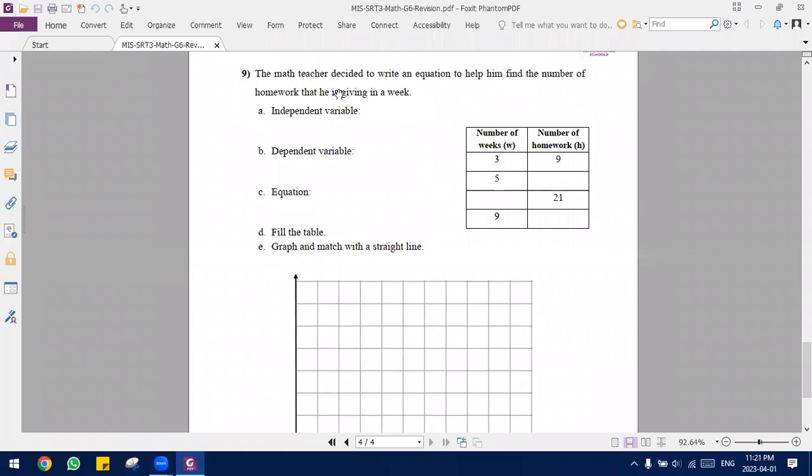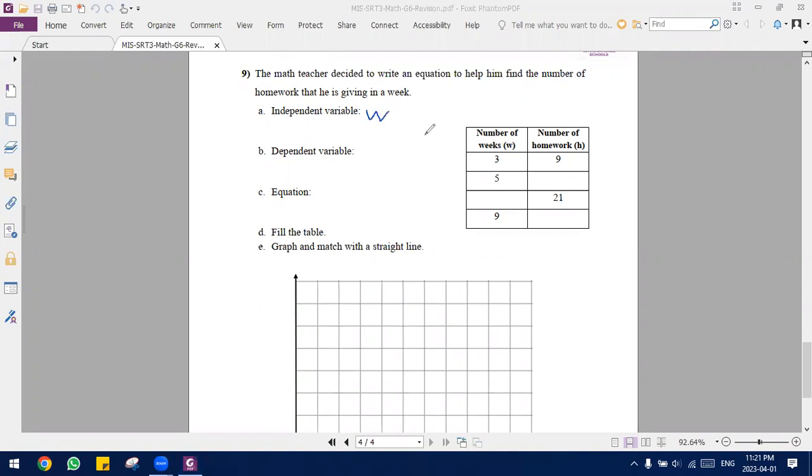Now here the math teacher decided to write an equation to help him find the number of homework that he gives in a week. So we have this table, but first we need to check. We have number of weeks, W, and number of homework, H. They ask, what is the independent variable? Is it weeks or number of homework? It's weeks.